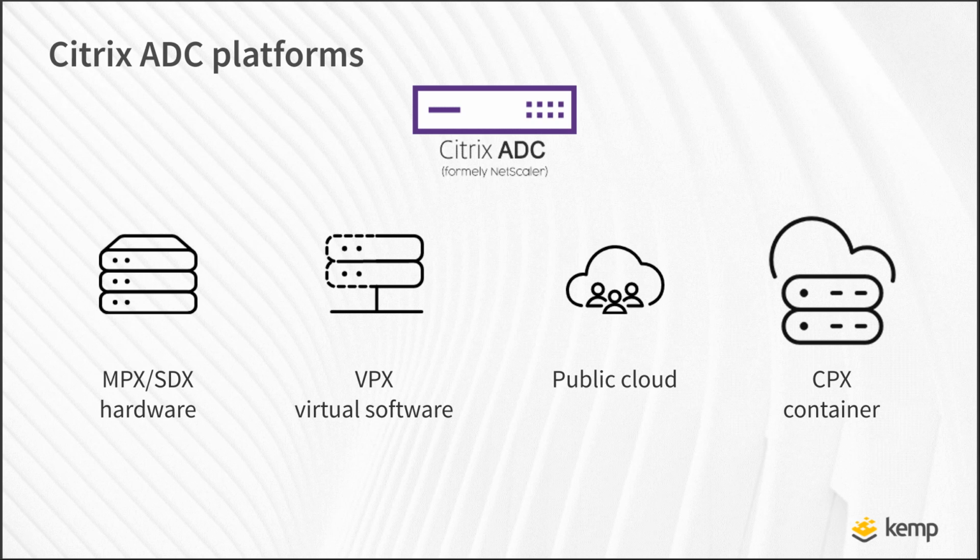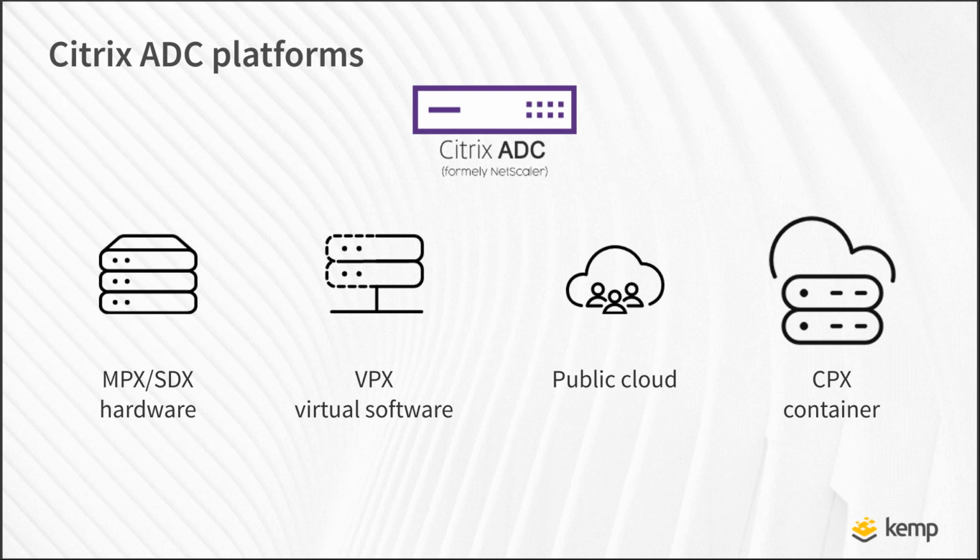VPX is their virtual version. So if you download the software for their ADC, it's going to be labeled VPX as their name. They have public cloud options. So they're in the marketplaces in these public clouds like Amazon and Azure, as well as they do bring your own license with their VPX software into the public clouds. And they also have a container version, which they call CPX. It's what I'm going to call a light version of their software, designed for a container environment such as a Docker container platform.